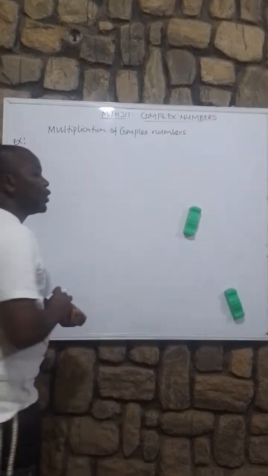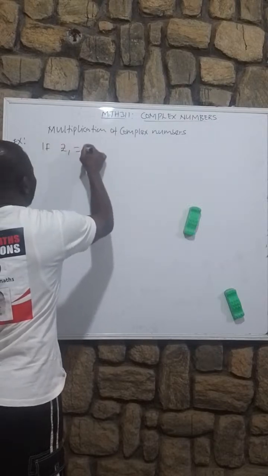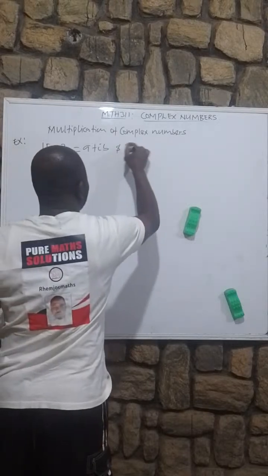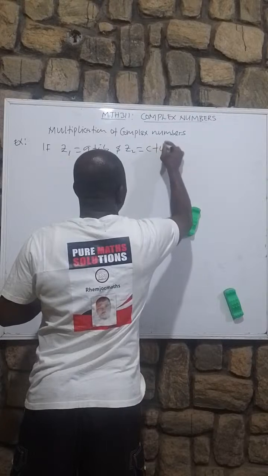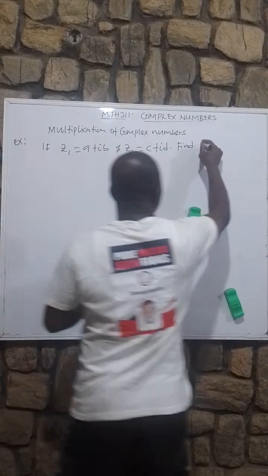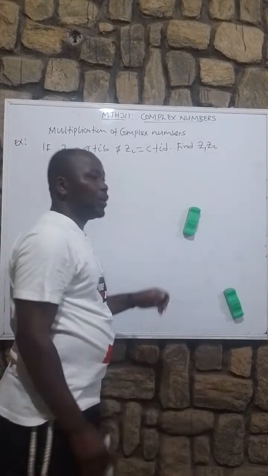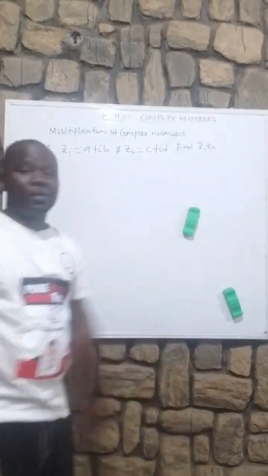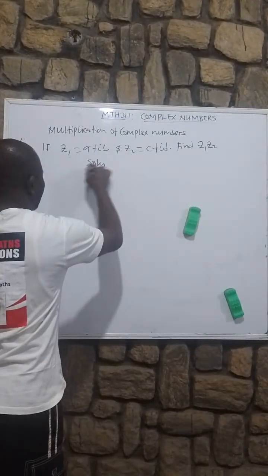That is, for example, if Z1 equals a plus ib and Z2 is equal to c plus id, then we will say find Z1 times Z2. Whenever you come across something like this, it means multiplication. Is that clear? So what we need to do is we write the solution.